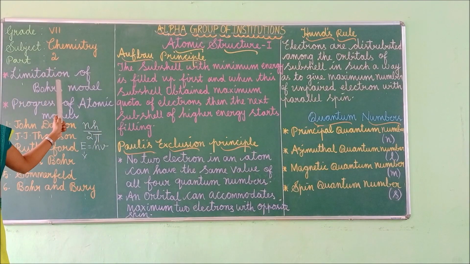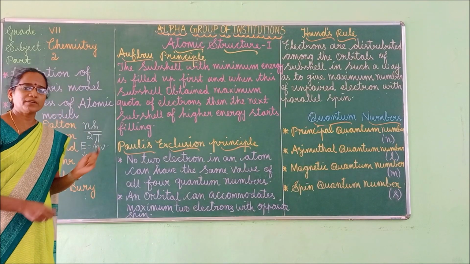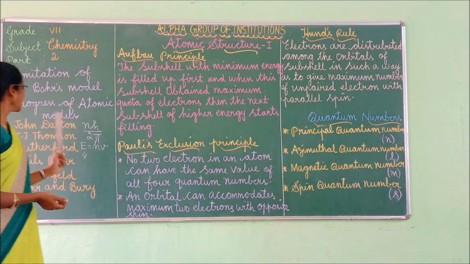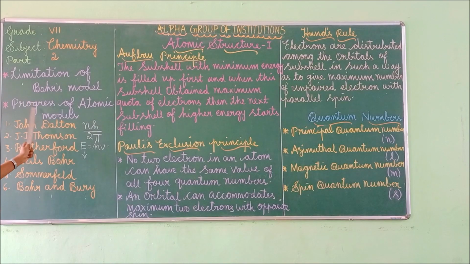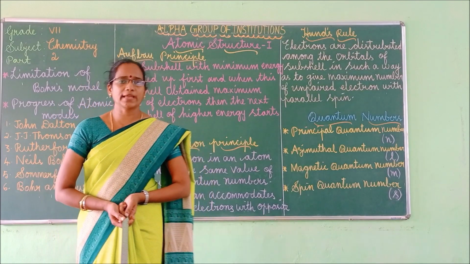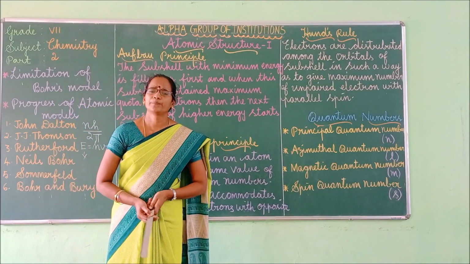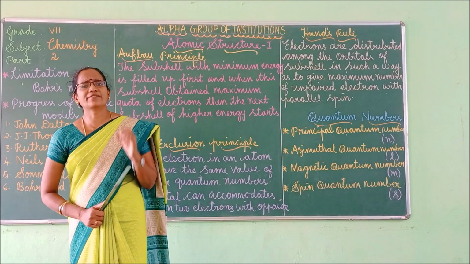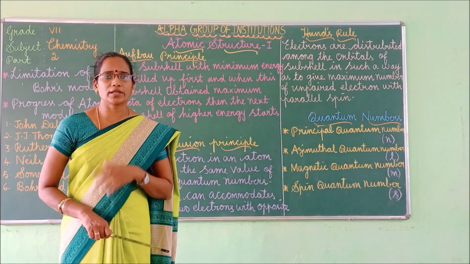Okay, this is a 5-mark question. Right, children? Shall we move to the next one? Right. Next, we will see the progress of atomic models. Progress means development. Many scientists have developed the atomic models.